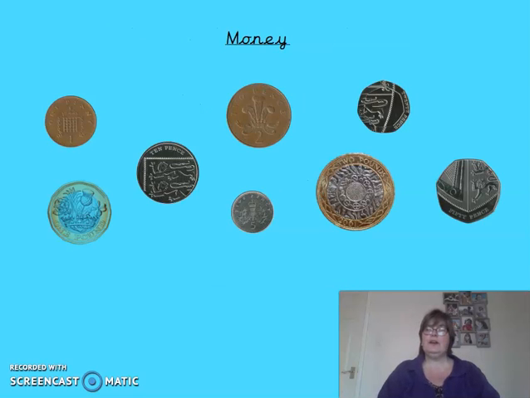Right, so this week we are going to take a look at money. Now, on the screen are lots of coins, and I'm sure you've seen people or you've had these coins yourself. Maybe they're in your piggy bank at home. So it would be amazing if you could find some of these coins and maybe have them on the table as we're looking at them.